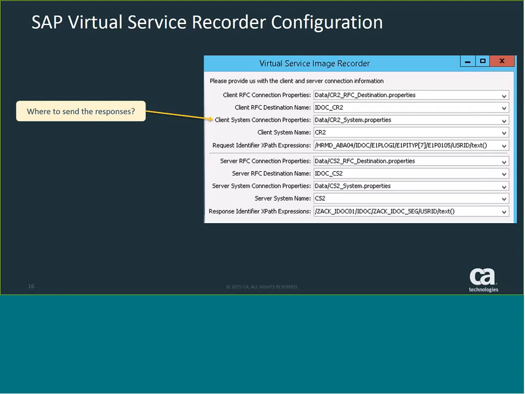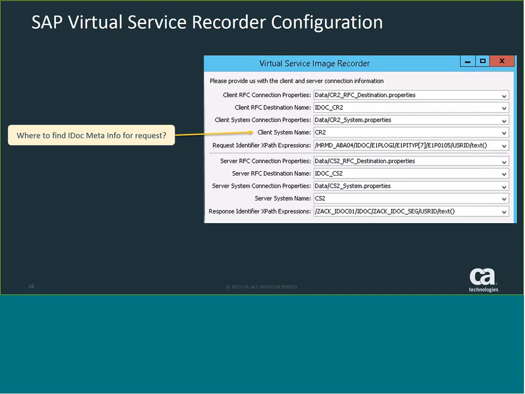The third parameter contains the JCO settings to send the responses back to the client. The next parameter specifies the SAP system ID of the IDoc repository where we can retrieve the information about the IDoc request.